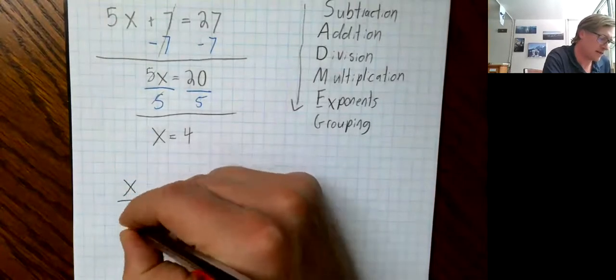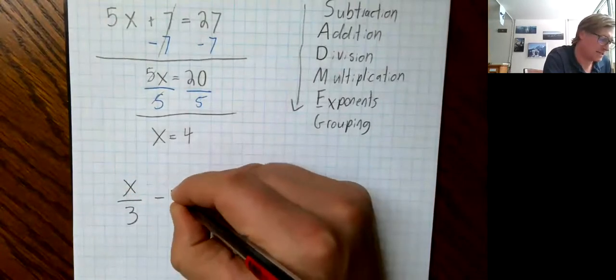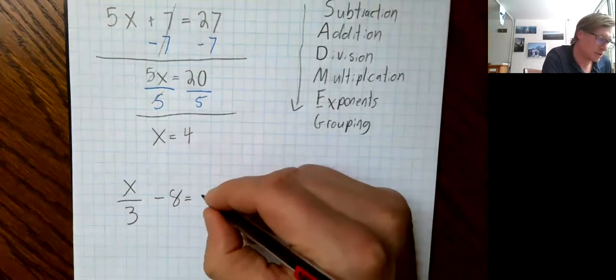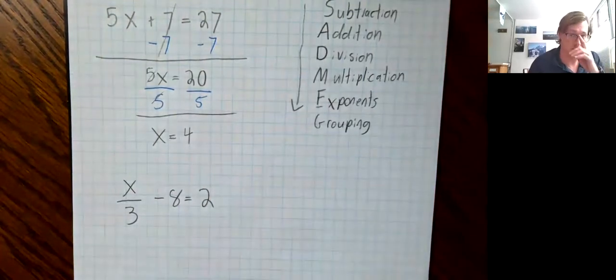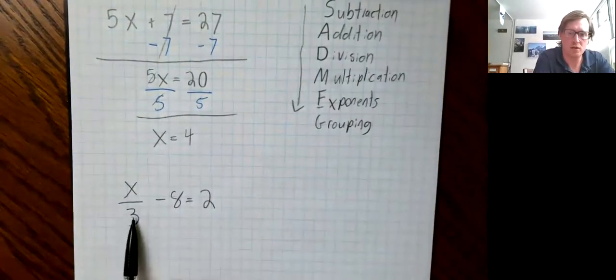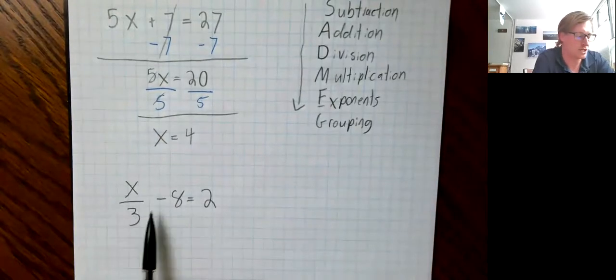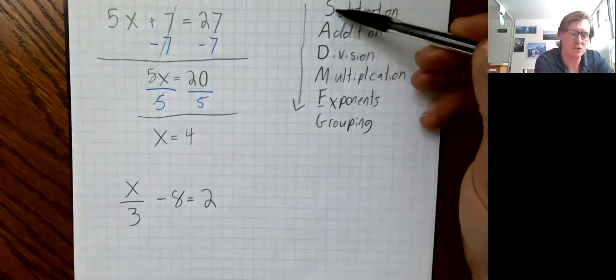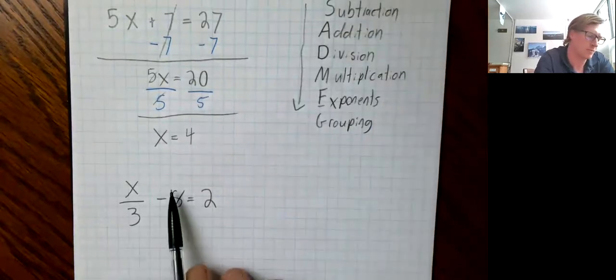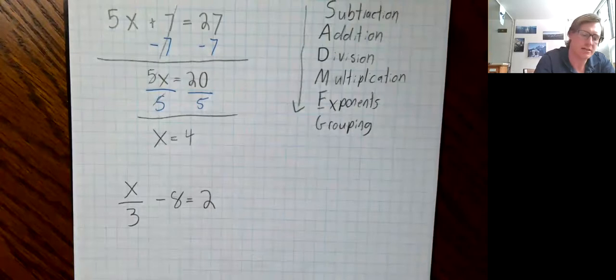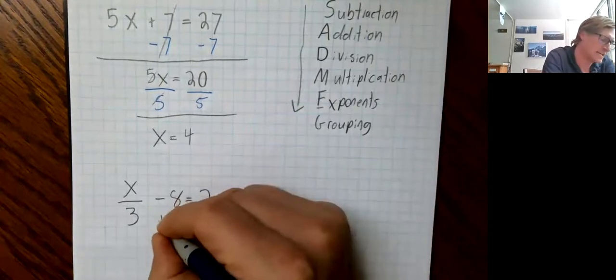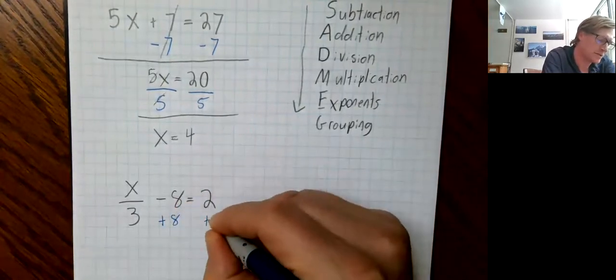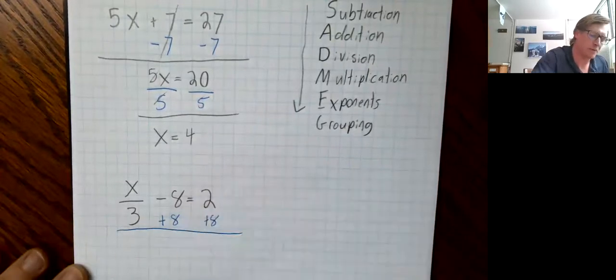x divided by 3 minus 8 equals 2. So again, I've got division going on, I've got subtraction going on. Which operation are we going to attack first? Well, according to SADMEG, we do addition and subtraction first. So I'm going to get rid of this negative 8. To get rid of the negative 8, I need to add 8, the opposite operation. I'm going to add that to both sides.